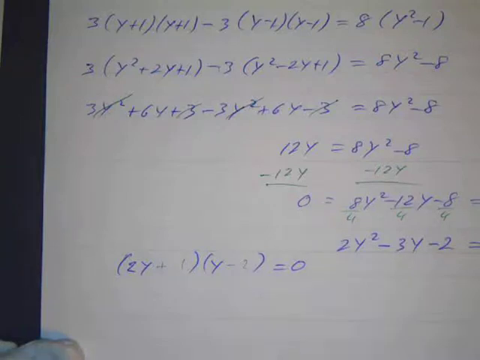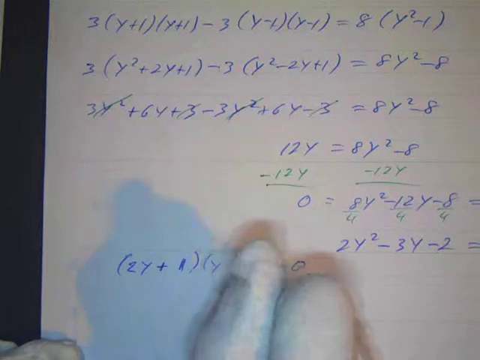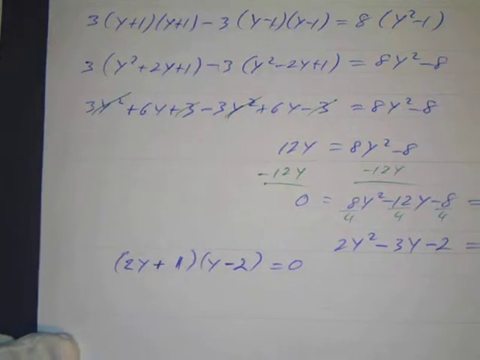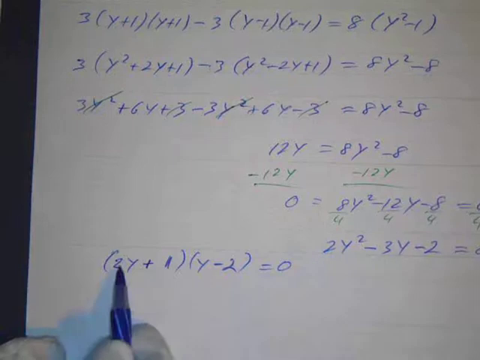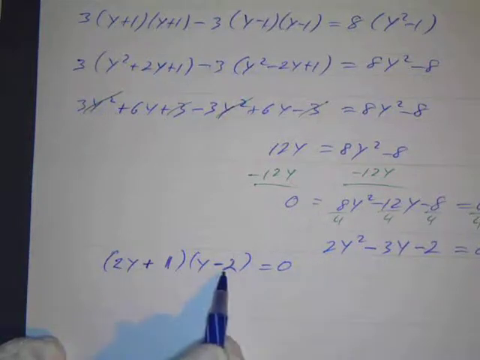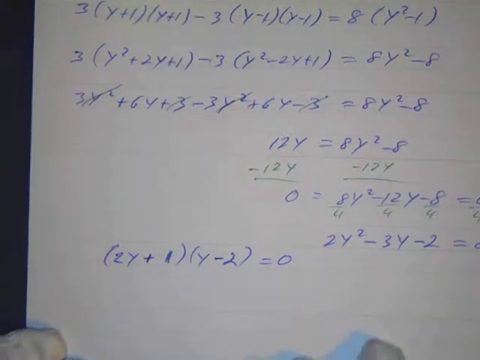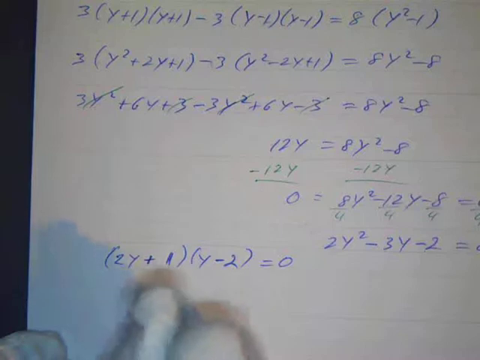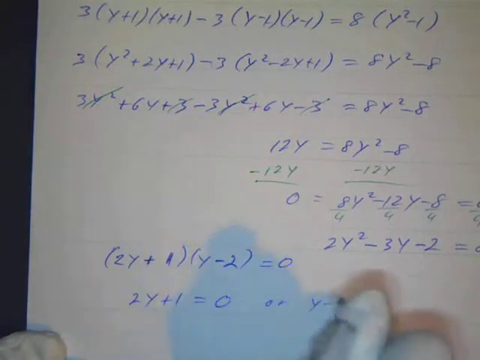So I'll ink them in now, so this is going to be plus 1 and minus 2. And again, always check it. 2y times y is 2y squared. Outside terms, negative 4y plus 1y is negative 3y, and negative 2. So we know if two things multiply to give 0, one or the other must be 0. So 2y plus 1 equals 0, or y minus 2 equals 0.